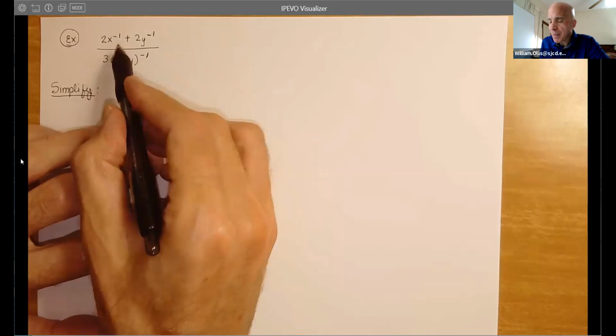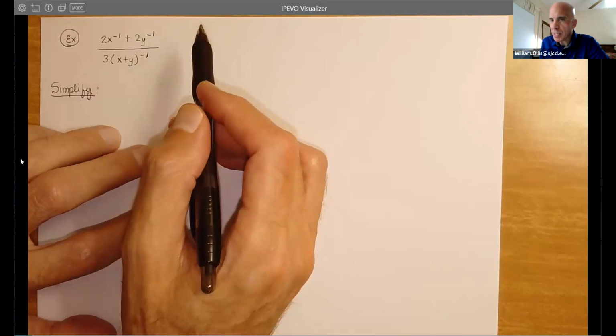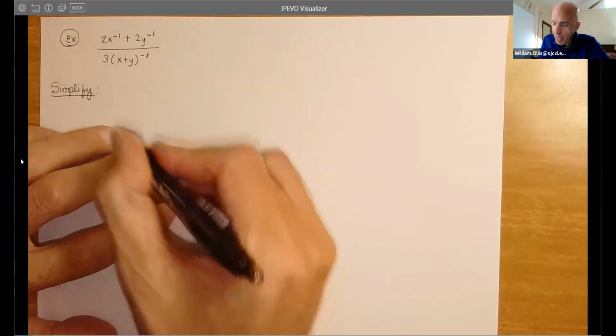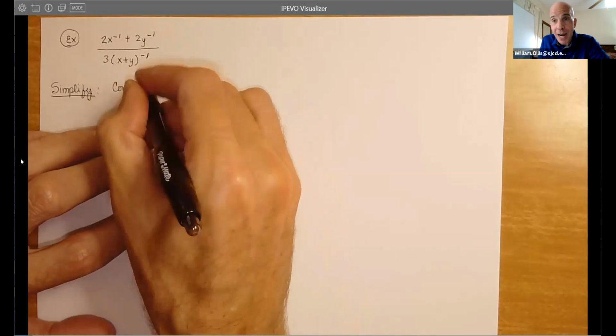Now notice, we really have fractions here because these negative powers can all be written as fractions. And downstairs we have a fraction. So this is really what we call a complex fraction. That means a fraction of fractions.